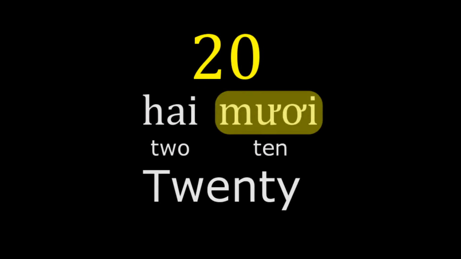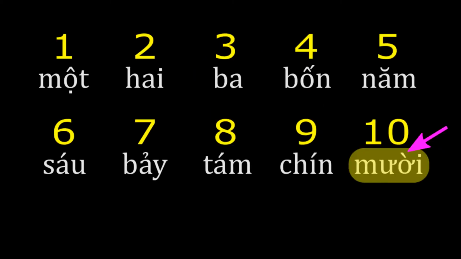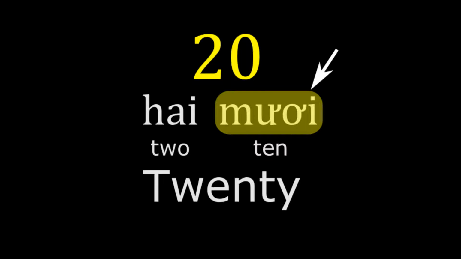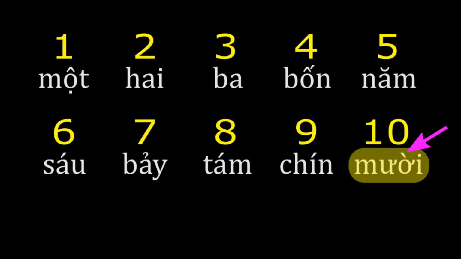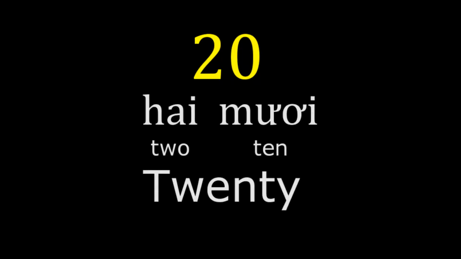20. There is a slight change in the word 10. We have learned that 10 is 10. But when we say 20 or 20-something or the 30s, 40s, 50s, 60s, 70s, 80s, 90s, we say 10. Notice the diacritical mark on top of the word 10.